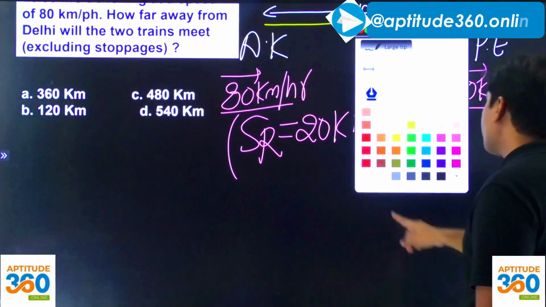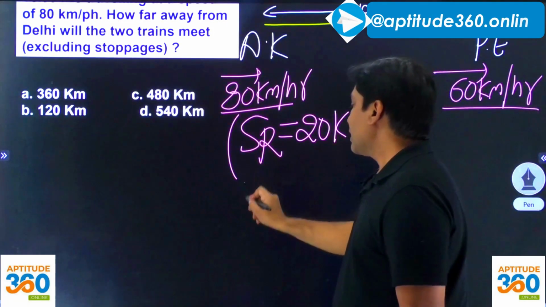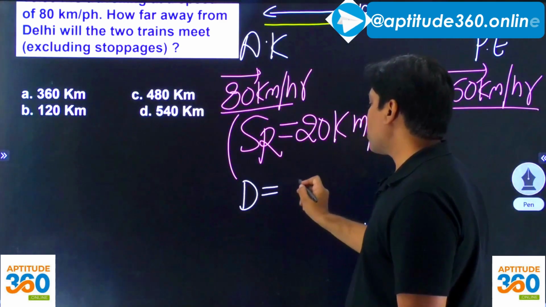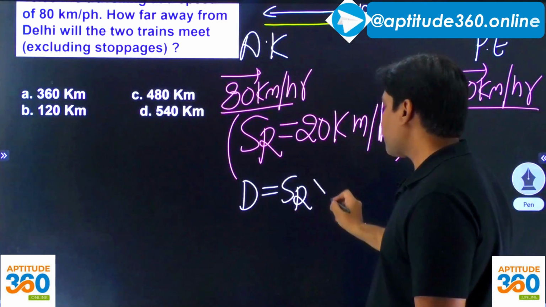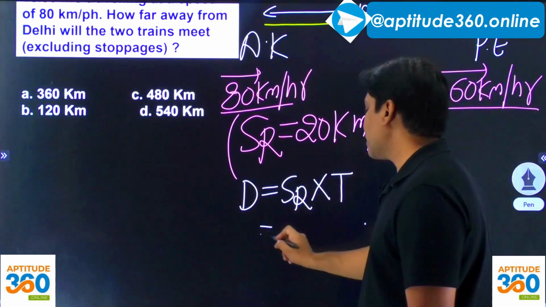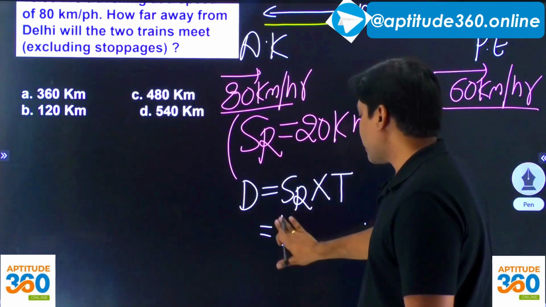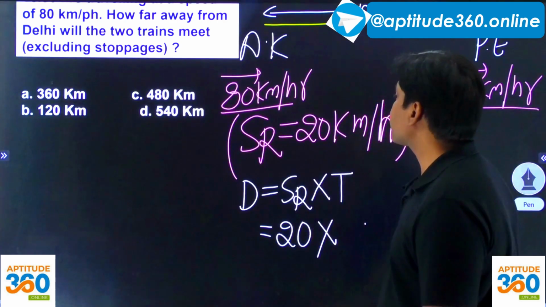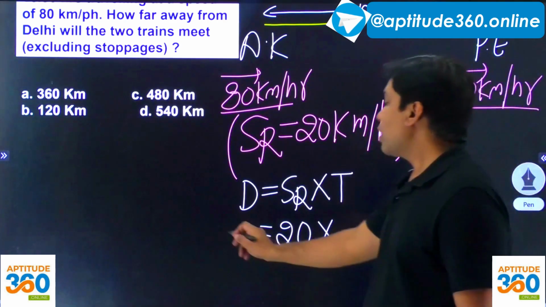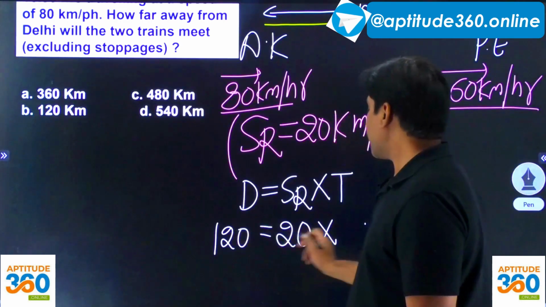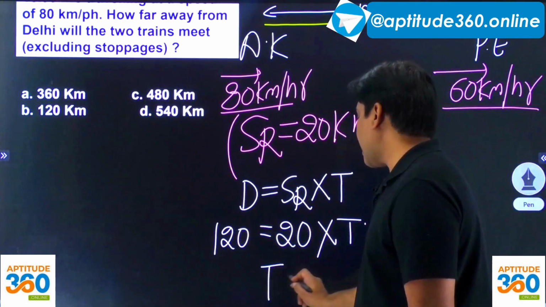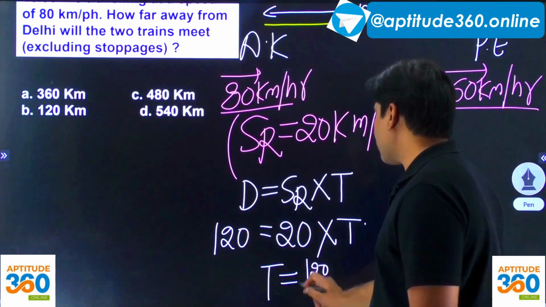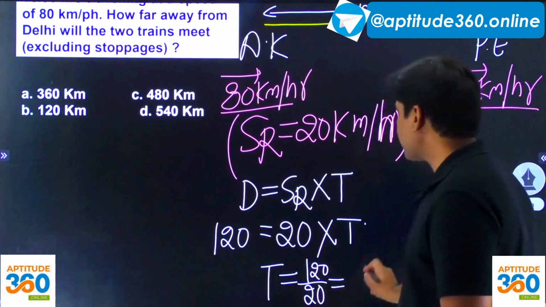If I have to solve this problem mathematically, I would say that what is going to be the distance? Distance is going to be speed into time. What is the relative speed? 20 kilometers per hour. Right? And what is the distance? It is 120. तो कितनी देर में अगस्त क्रांति उसको पकड़ लेगी? 120 by 20. It is going to be 6 hours.